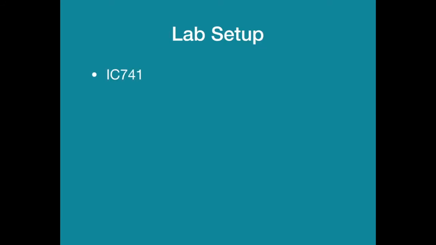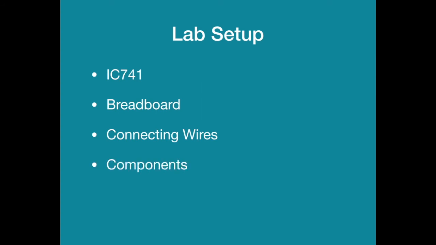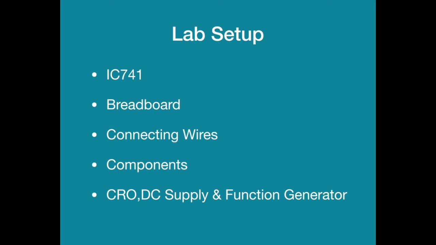Coming to the lab setup, for experiments in the lab, we need the operational amplifier, the breadboard for mounting the IC and the circuit, connecting wires to connect different components with the operational amplifier. So we need components. And lastly, we need function generator to give input to the operational amplifier, CRO to observe the output as well as input, and DC supply to provide supply to the operational amplifier.